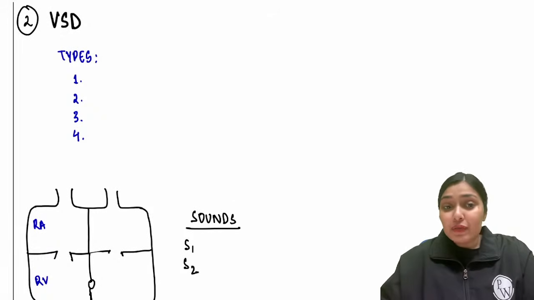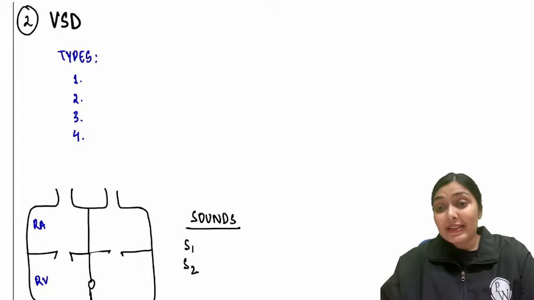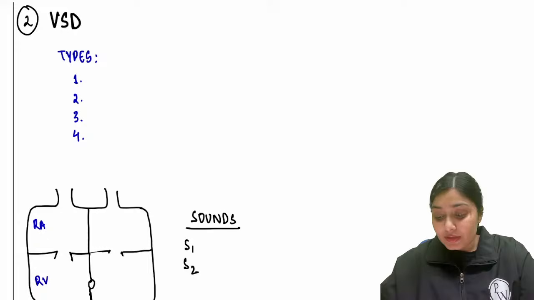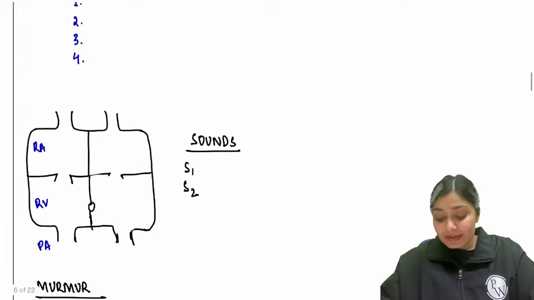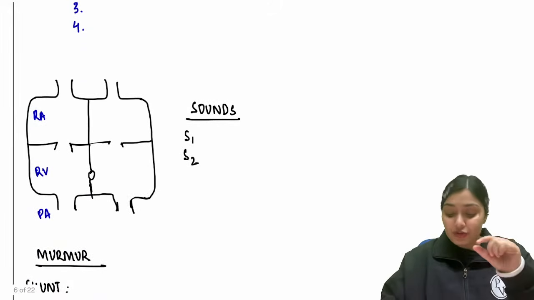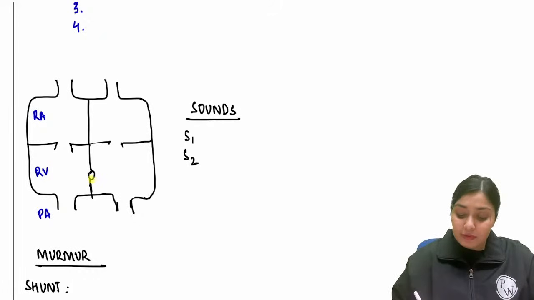So let's start with ventricular septal defect. Ventricular septal defect is a very common acyanotic heart disease. What happens in ventricular septal defect? There is a defect in between the two ventricles. Can you see over here? There is a defect in between the two ventricles, the right ventricle and the left ventricle.